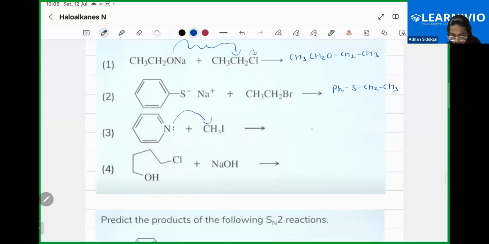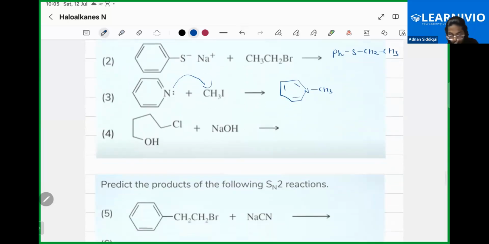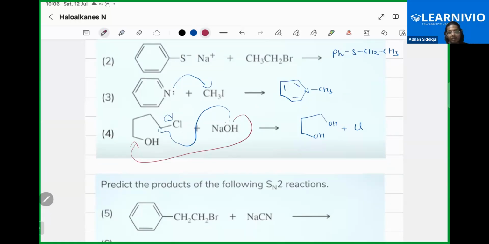Similar, okay. And here, what we are going to observe, this OH will attack here and remove this, and you will get your product plus Cl. Right? Why are we not attacking here? Because if I attack here, I will get the same product.